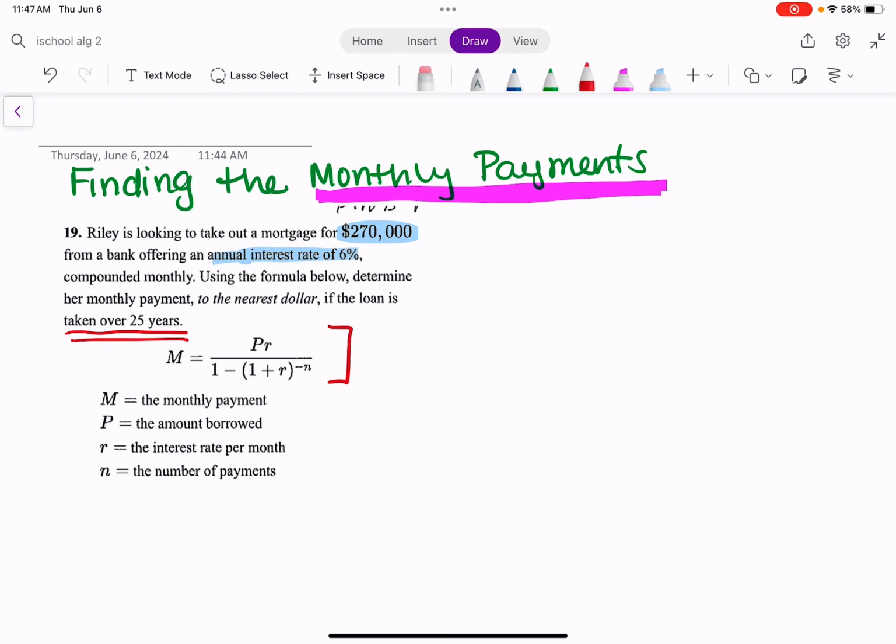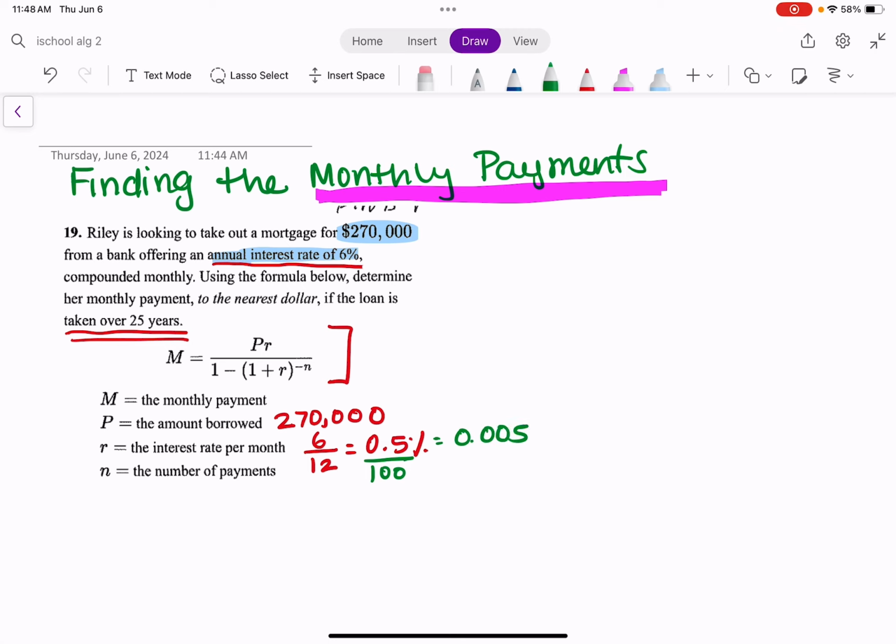We're trying to find what the monthly payment is, so we don't know what M is. The amount that's borrowed, we know that she's trying to borrow $270,000. Now, the tricky thing is we're trying to find the interest rate per month. We're given the annual interest rate, so to go from annual to monthly, we have to divide by 12, right? Because there's 12 months in a year, obviously. So our interest rate is actually going to be 0.5%, but remember you have to divide that by 100 to put it in the formula, so it's actually going to be 0.005.